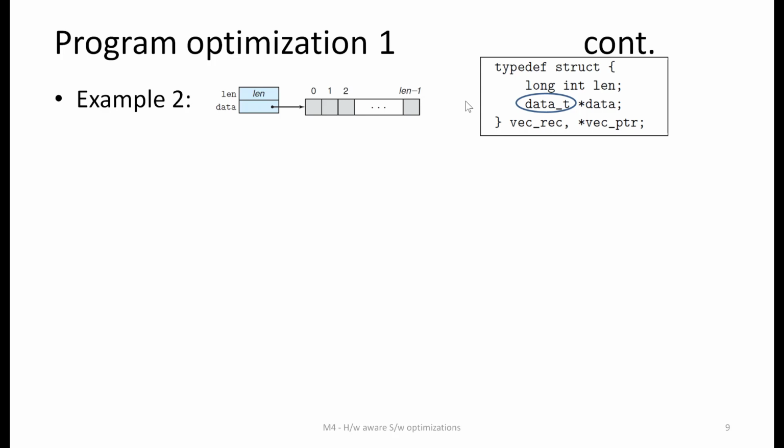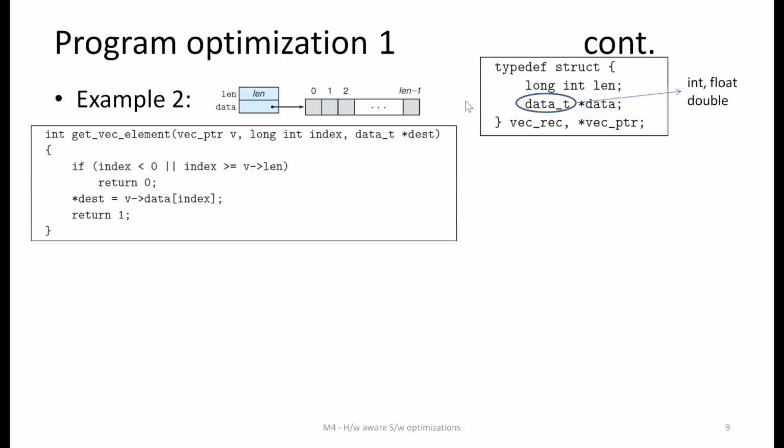The elements which are stored here, given as data_t, can be any of integer, float or double. When you write the program, you can stick to one of them and write the code. Let's say this vector has a couple of utility functions.